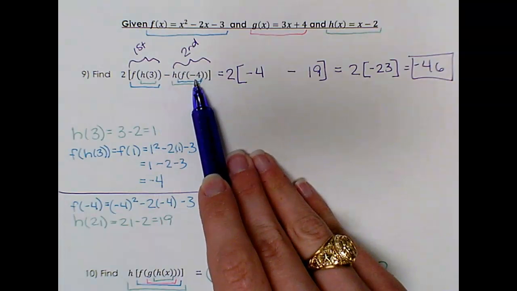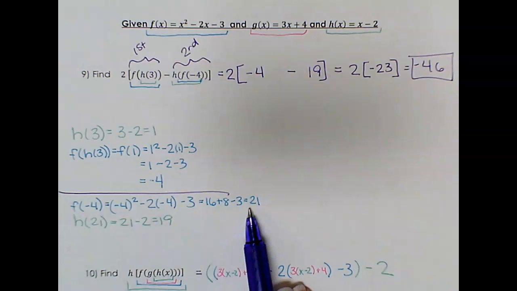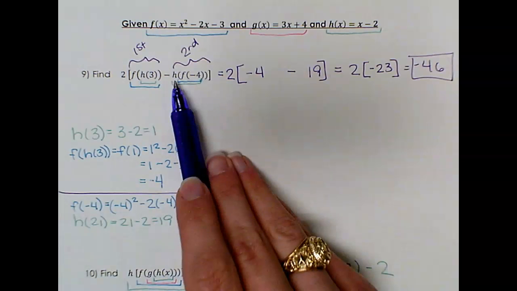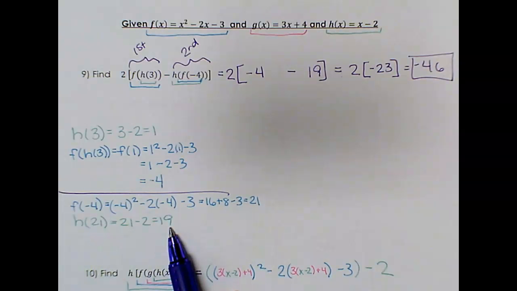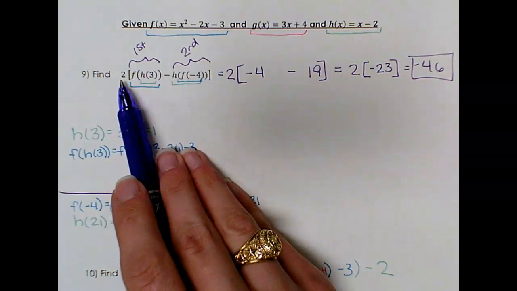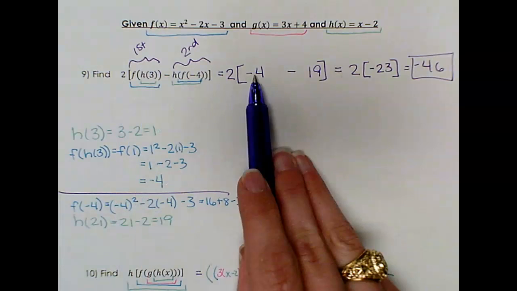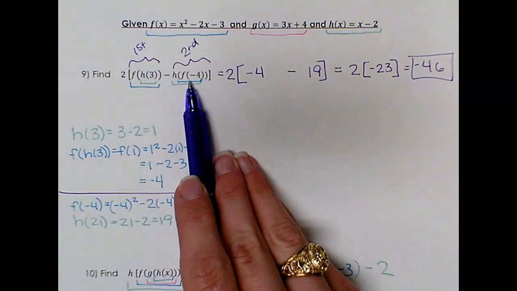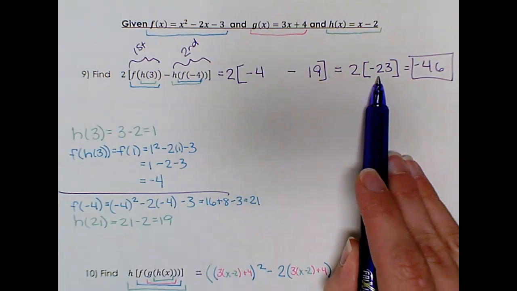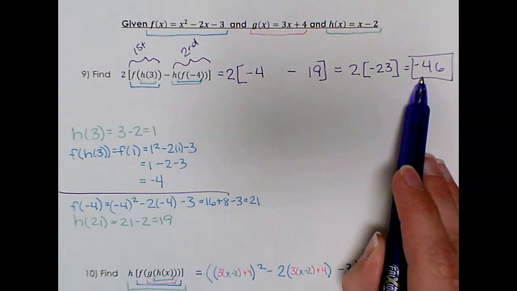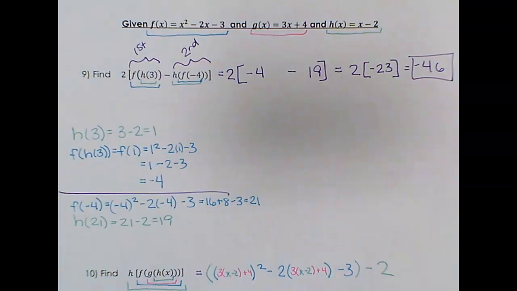Now I move on to this one. I'm originally finding f of negative 4. Well, f of negative 4 is 21. And then I'm finding h of 21, and h of 21 is 19. So I put this together and I do 2 times negative 4 minus 19. Negative 4 minus 19 is negative 23, and 2 times negative 23 is negative 46. So this is number 9.